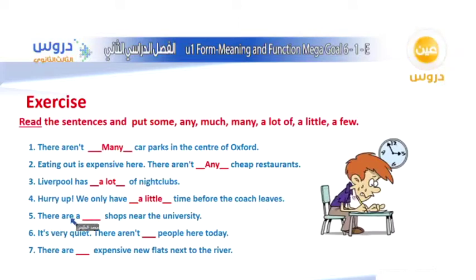Number five, there are a shops near the university. Shops is countable. You can use here, there are some shops near the university. Number six, it's very quiet. There aren't people here today.